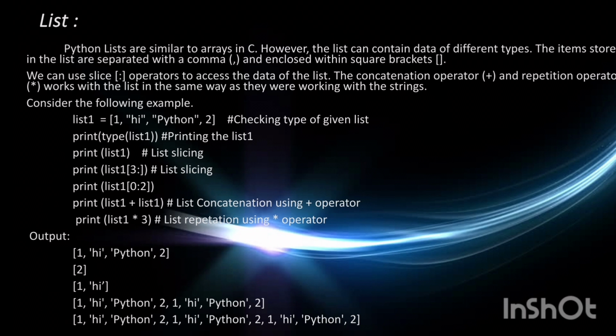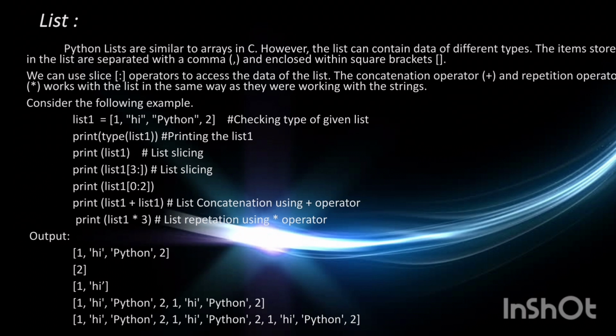Now print list1 plus list1, which is list concatenation using the plus operator. Now print list1 star 3, then it will print the list 3 times. List repetition using the star operator. Let's see the output. First, we are printing the full list: 1, hi, Python, 2. Second, list1 from the third index prints 2, and 0 to 2 prints 1 comma hi. Concatenation using the plus operator gives the list 2 times, and using the repetition operator, it prints the list 3 times.